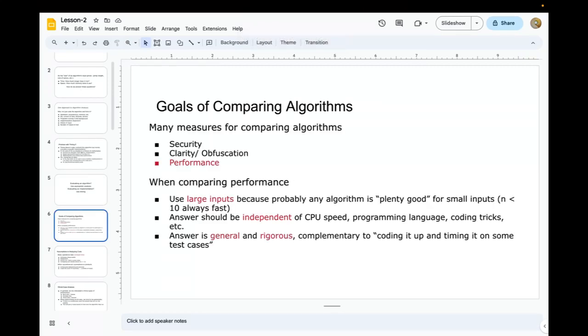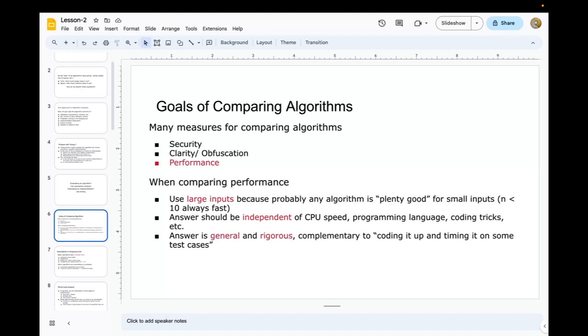Now when we are comparing two algorithms, there can be many measures of comparison. The very first is security. We need to make sure that the algorithms we are writing are secure. The second one is clarity. The algorithms you are writing or analyzing should be clear enough so that they can be implemented or analyzed. And the third is performance, and that is what we are focusing on here.